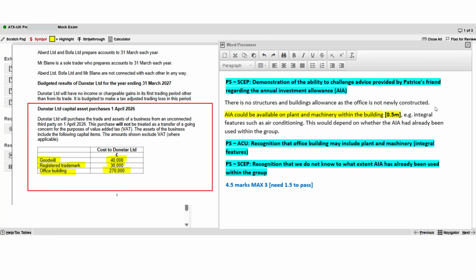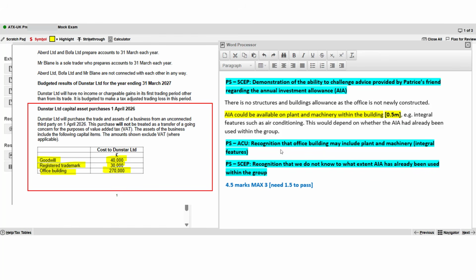They didn't actually give you an extra mark for stating that there would be no structures and buildings allowances, but they did give a half mark in this one if you've pointed out that there might be AIA for plant and machinery within the building. So that could apply to things like integral features, depending on whether or not the AIA had already been used within the group. So this is if we form a group, which is one of the other things we need to consider. And for that statement, we've got two professional skills marks.